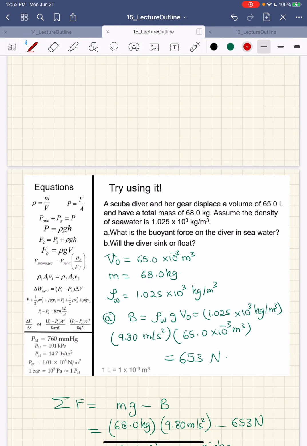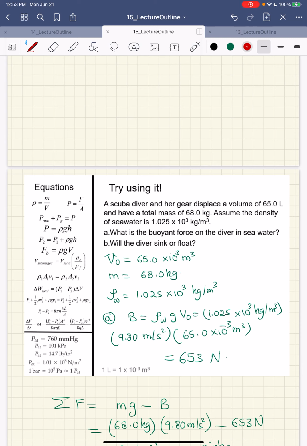This one here, we have a scuba diver, and her gear displaces a volume of 65 liters and has a total mass of 68 kilograms. Assume the density of seawater is 1.025 × 10^3 kilograms per cubic meter. What is the buoyant force on the diver in seawater, and will the diver sink or float?